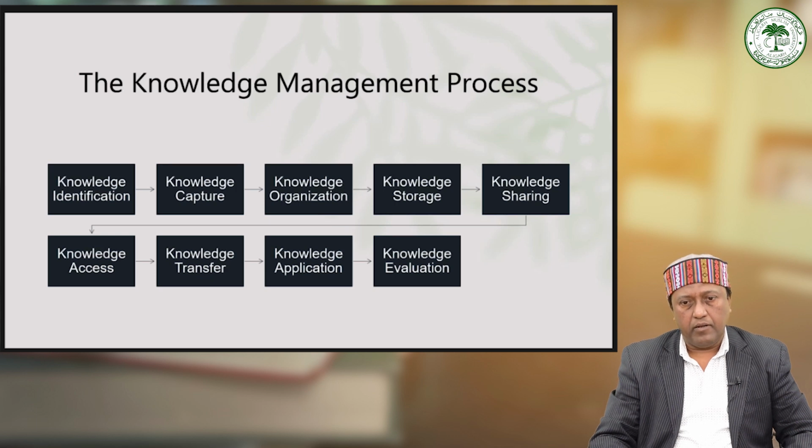The key steps are: number one, knowledge identification. The process begins with identifying the knowledge assets within the organization, including both explicit, that is documented, and tacit, that is experiential knowledge. This involves determining the types of knowledge that are critical to achieving organizational objectives and addressing key challenges.